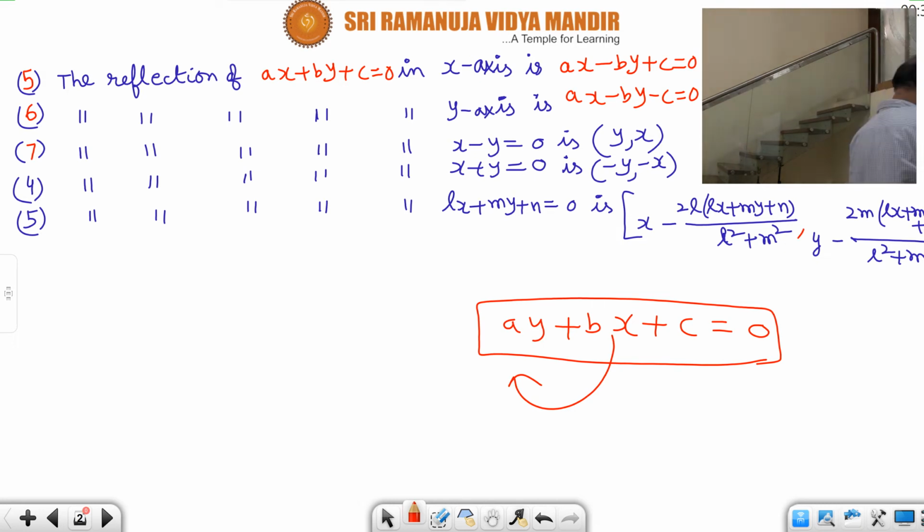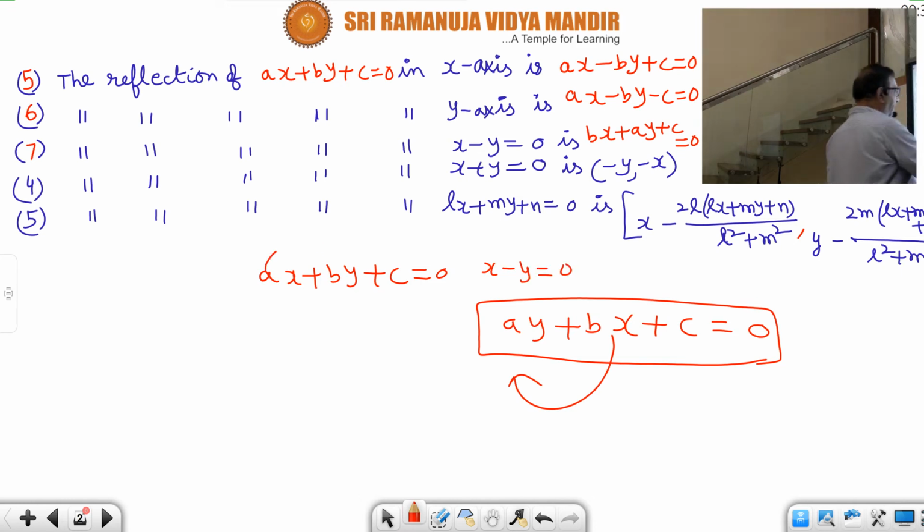So I'll remove this and write there bx plus ay plus c. Sorry, I'll write in red color bx plus ay plus c is equal to 0. So if you want the reflection of any line ax plus by plus c is equal to 0 in x minus y equal to 0, just interchange the x coefficient and y coefficient. A and b you just interchange. So it is bx plus ay plus c is equal to 0.